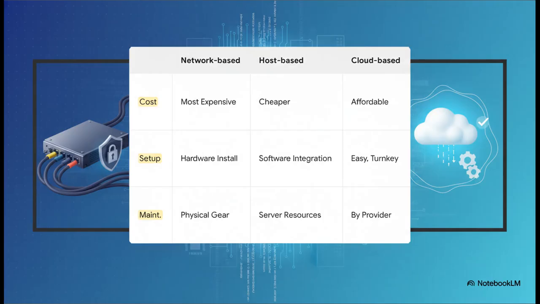And this chart just lays it all out so clearly. Network-based WAFs are these powerful hardware boxes, but they are by far the most expensive and require you to do physical maintenance. Then you have host-based WAFs. They're software you install, which is cheaper, but they do eat up your server's resources. And then there's the cloud-based WAF, which is why they're so popular, right? They're affordable, it's a piece of cake to set them up, and best of all, someone else handles all the messy updates and maintenance for you.